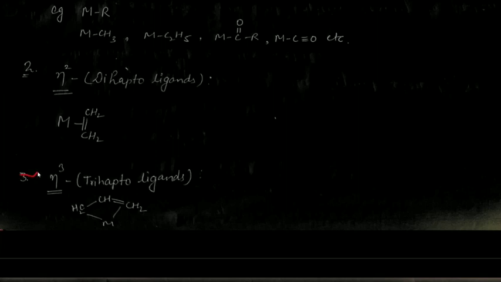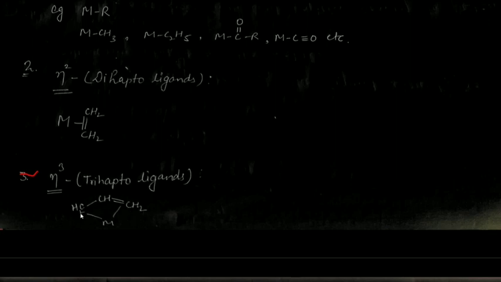Similarly, eta 3 is known as trihapto ligands. Trihapto ligands mean a ligand in which there are 3 donor atoms which are directly attached to the metal. For example, this is an allyl system, and in this allyl system all the carbons are sp2 hybridized and are attached to this metal M. This is eta 3 because 3 donor atoms are attached to this metal.